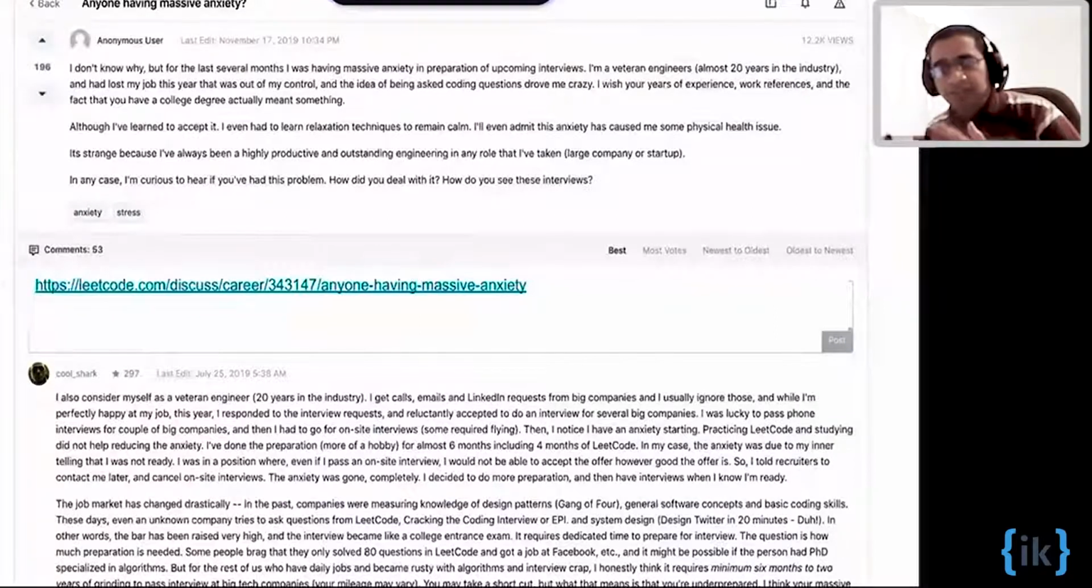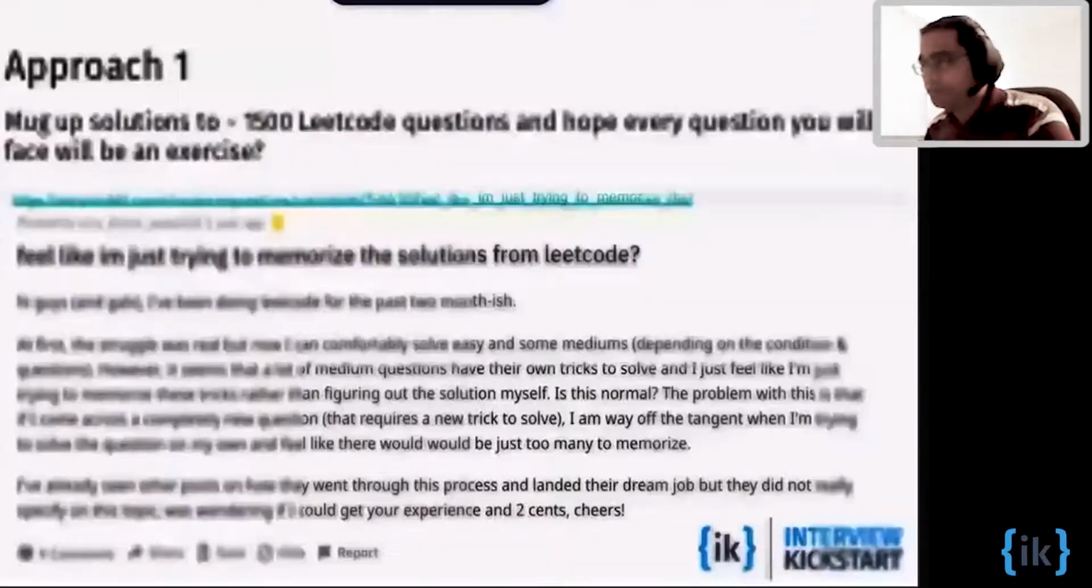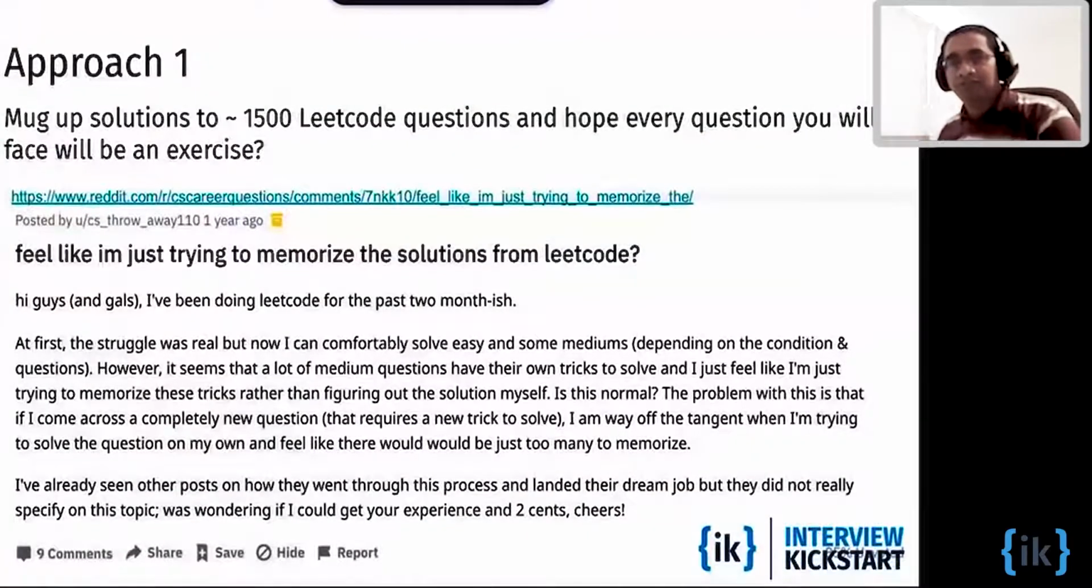Why is that? Because you're being evaluated on the spot in a timed environment, and there is a tension between giving you a time test and testing your problem solving skills, because problem solving needs time. So how do we resolve this tension between problem solving and the severe time limit that a real interview has? Well, there are two approaches we could use to tackle this tension.